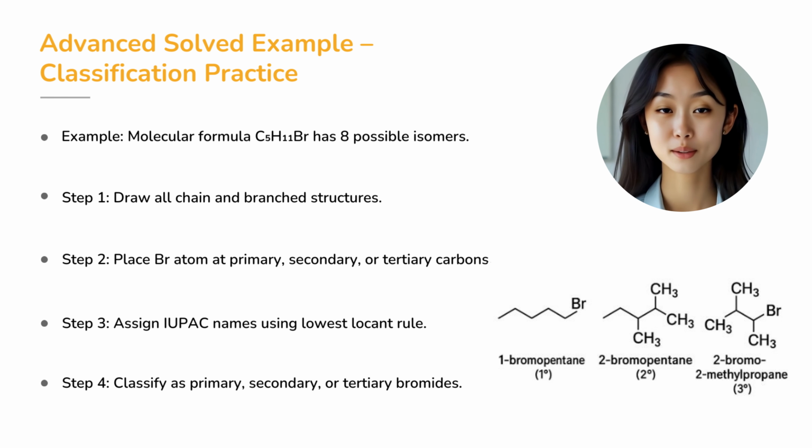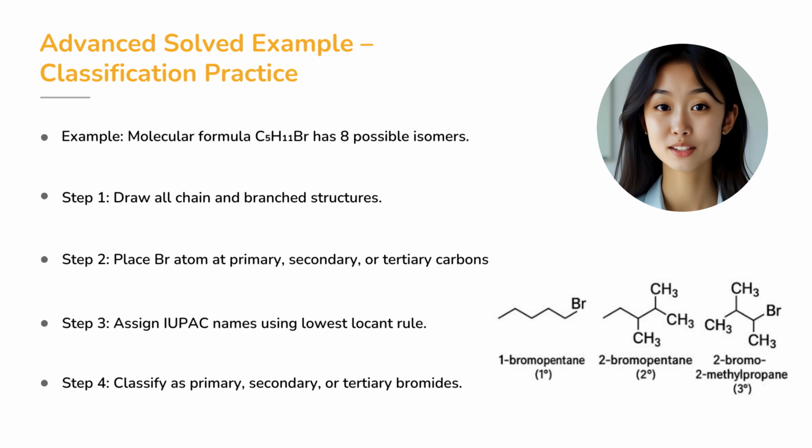Let's dive into the world of isomers with C5H11Br, which has 8 possible isomers. Ready? Let's break it down. Step 1. We begin by drawing all possible chain and branch structures. Look at the figure. Can you spot the different ways the carbon chain can be arranged? Step 2. Now, place the Br atom at primary, secondary, or tertiary carbons. As you see in the figure, Br can be attached to different positions on the chain, each creating a unique structure.